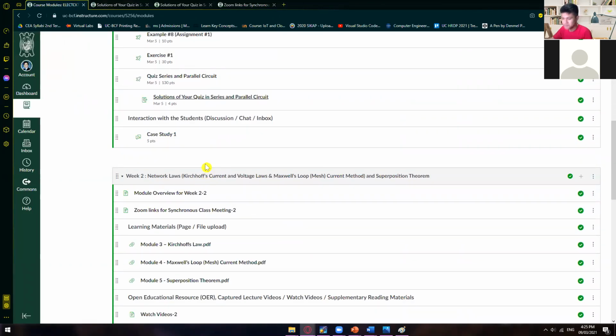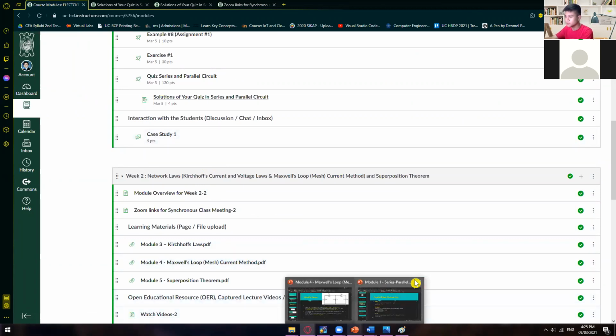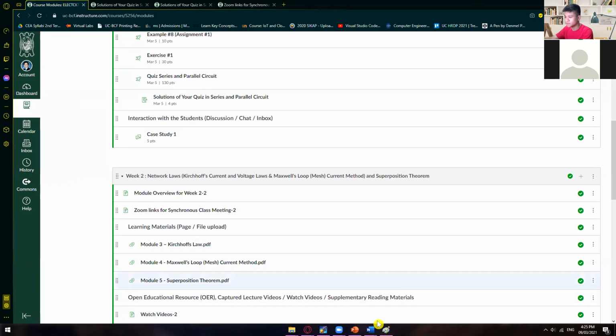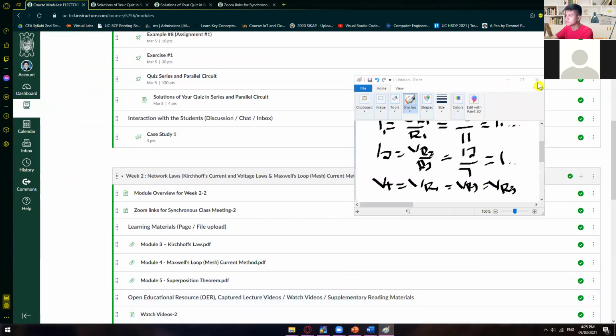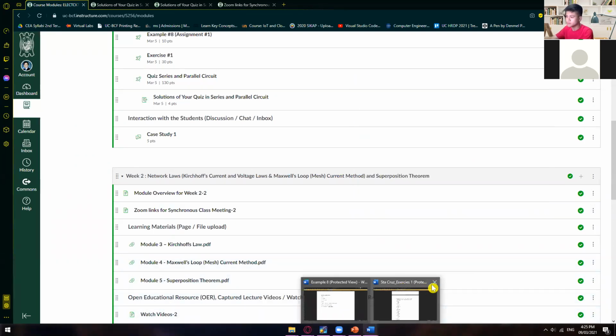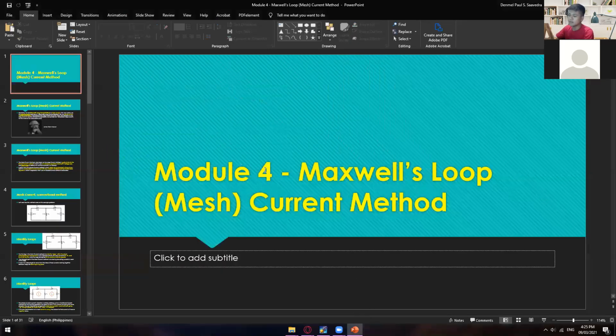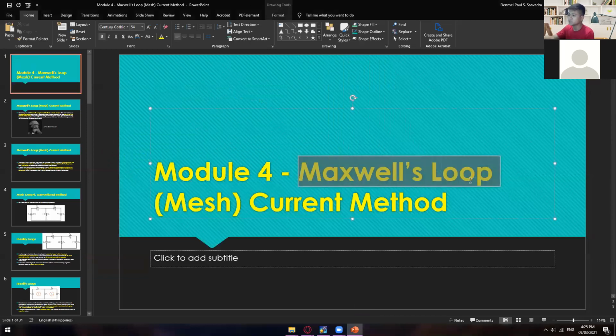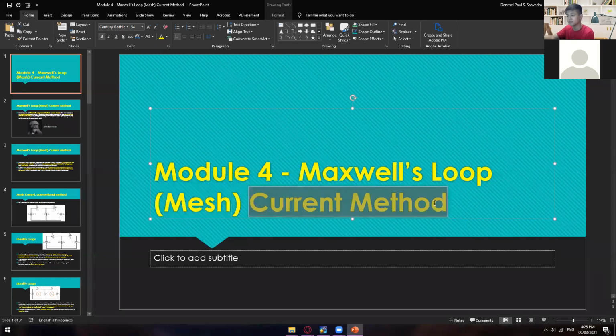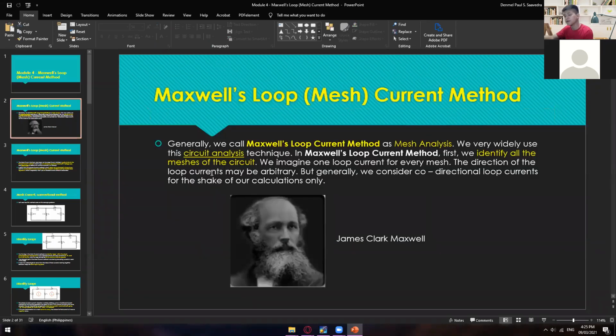Okay, if there is no question anymore, then let's now proceed with module 4. I have already opened that one. All right, so let us now start with module 4. Maxwell's loop, or sometimes just called mesh current method. This one was invented by James Clerk Maxwell.